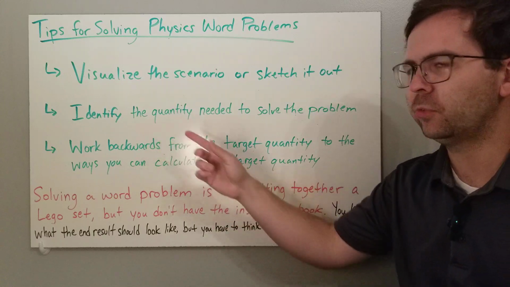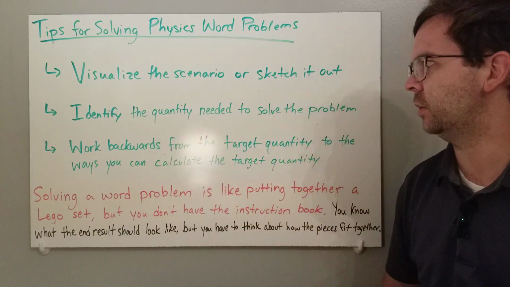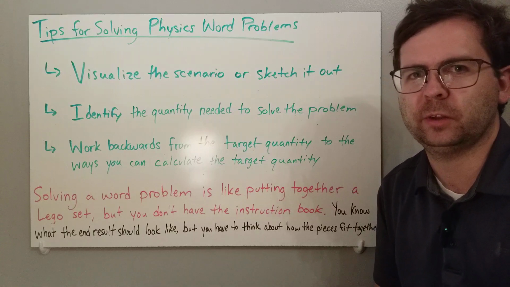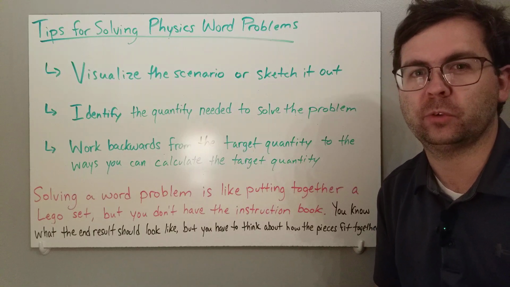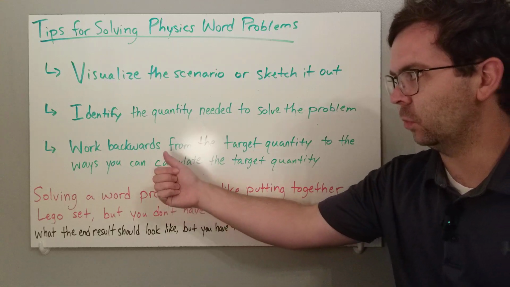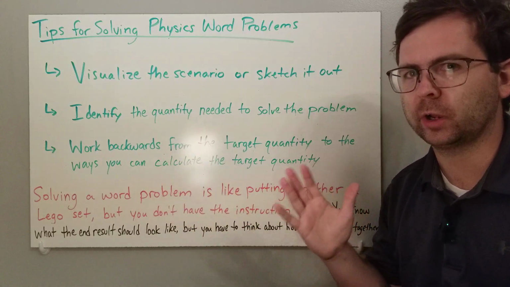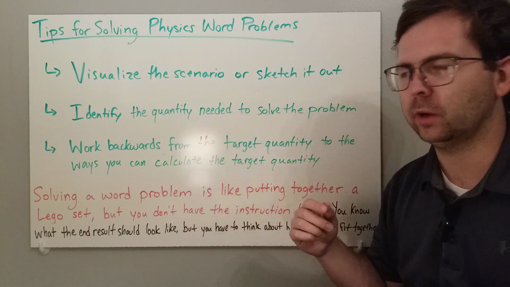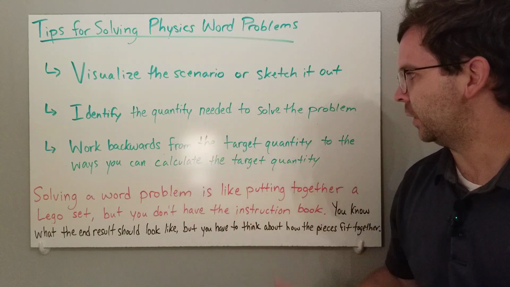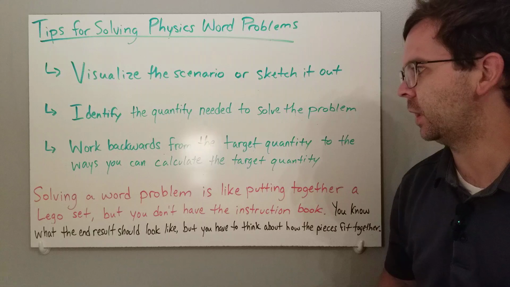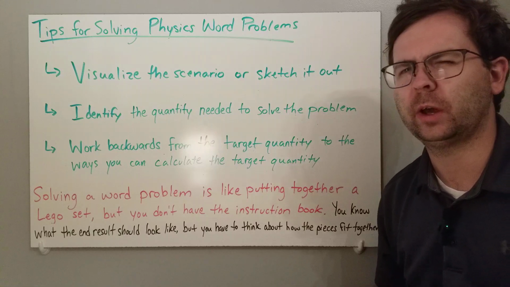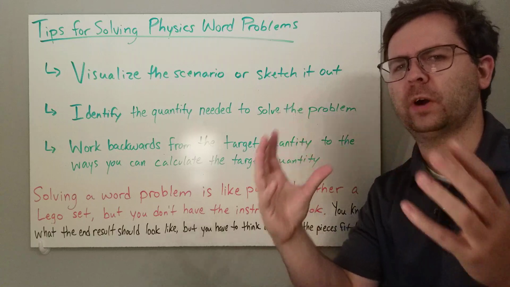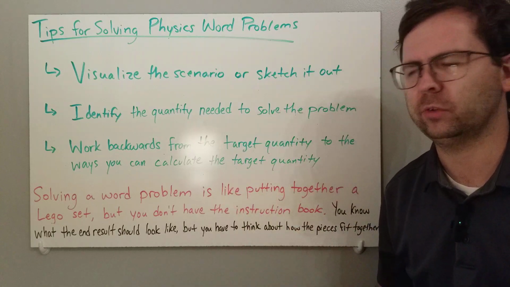I like to also identify the quantity needed to solve the problem. What is the question really asking me to solve? What do I need to figure out in order to answer the question? And then finally, work backwards from your target quantity that you need to find. This is the quantity you identified here. Work backwards from that target quantity to the ways that you can calculate the target quantity. How do you usually get that quantity that we need? How do I usually find that in my equations?